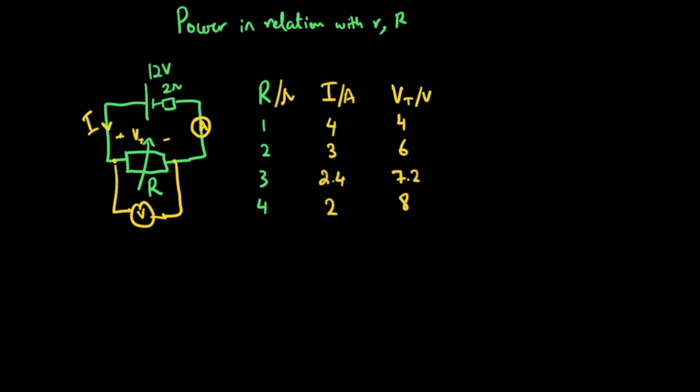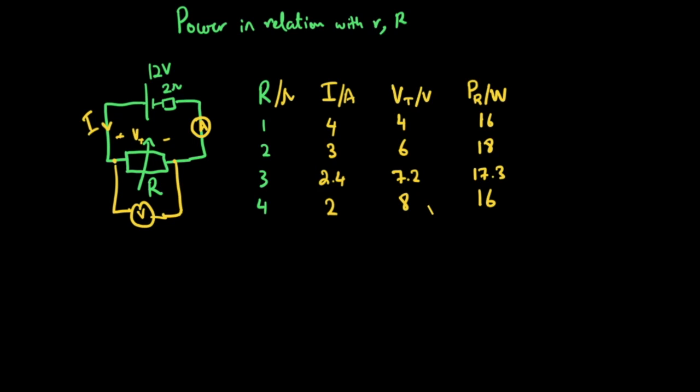All right. Now let's find out what is the power dissipated in the external resistor in watts. Power is given by VI or I square R, whichever formula you want to use, all will lead to the same answer. So let's use VI, the voltage and the current. Voltage is 4, current is 4, so you get 16. Then you get 18. Then you get, I think, around 17.3, and then you end up getting 16 again.